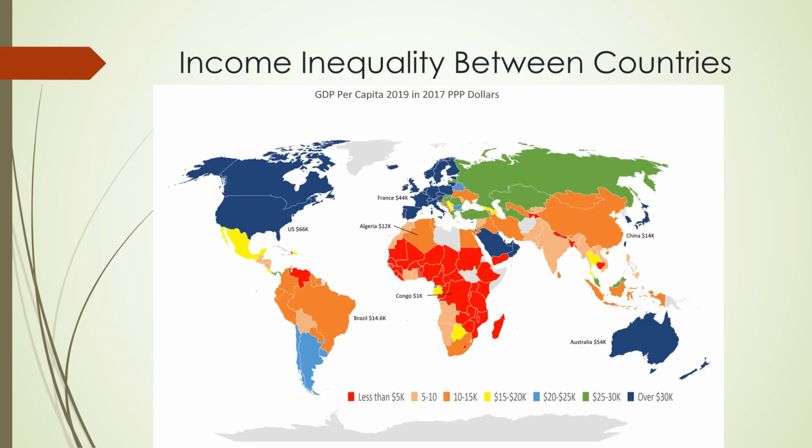So this shows the income inequality between countries. As you can see, some of the poorest countries in the world, like the Congo, have less than $1,000 per person in GDP per year, and then some of the higher countries like the U.S. are at $66,000 per person in GDP per year. Brazil 14,000, Australia 54,000, China 14,000, France 44,000.